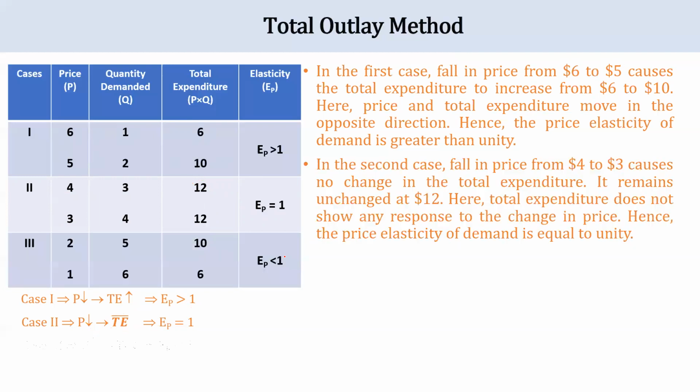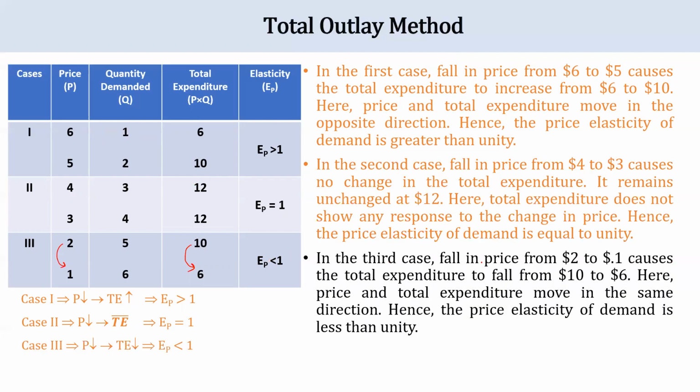And the last case is with a fall in price from $2 to $1, total expenditure also decreases from $10 to $6. So these two variables are moving in the same direction. This is the third case where fall in price from $2 to $1 causes total expenditure to fall from $10 to $6. So price and total expenditure are moving in the same direction. So this is the case of EP is less than 1, right?